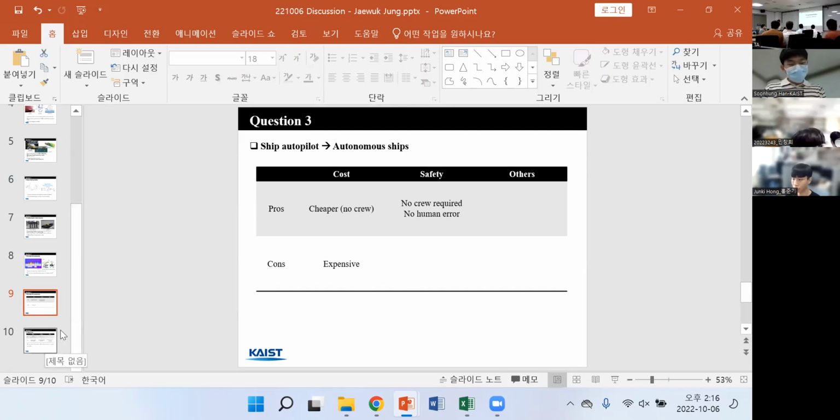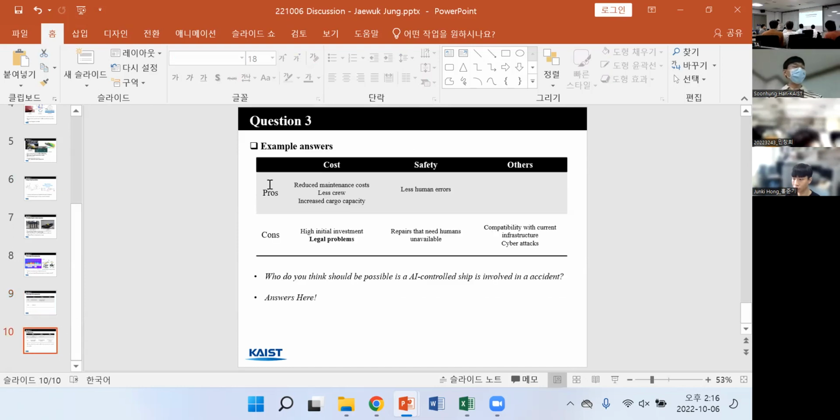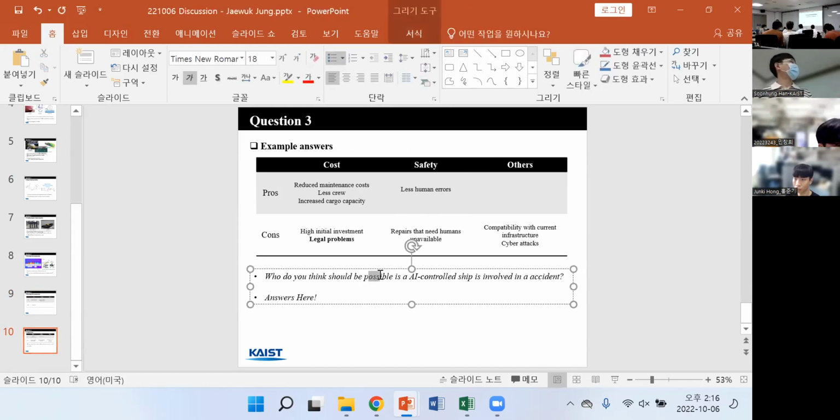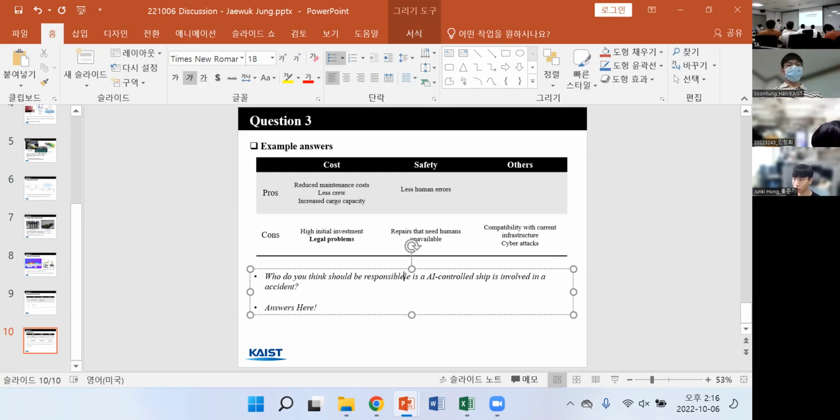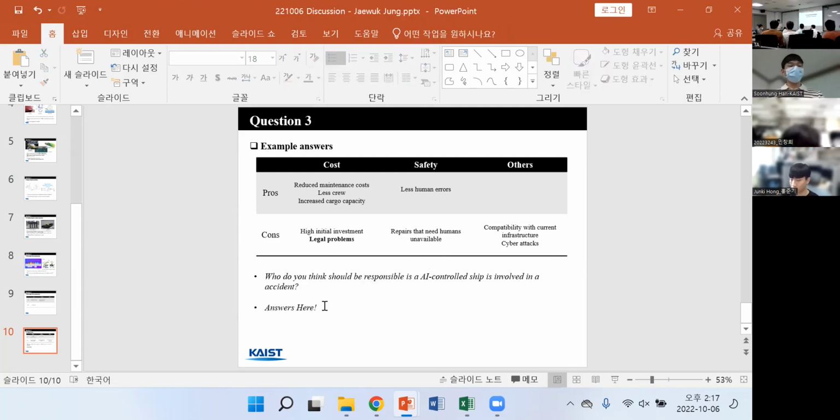Okay, we don't have lots of time, so this is my example answer. Some of them are mentioned, but some of them are not answered, so you can check it out. The final question of my discussion section is: since there are more and more AI-controlled ships, who do you think should be taken into account when an AI-controlled ship is involved in an accident? Who should be responsible? There could be the owner, the driver of the ship, or the manufacturer of the ship. So who do you think should be responsible when such an accident happens?